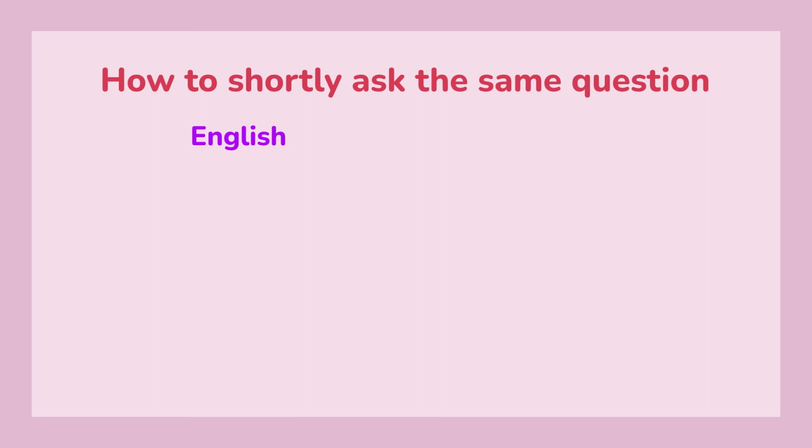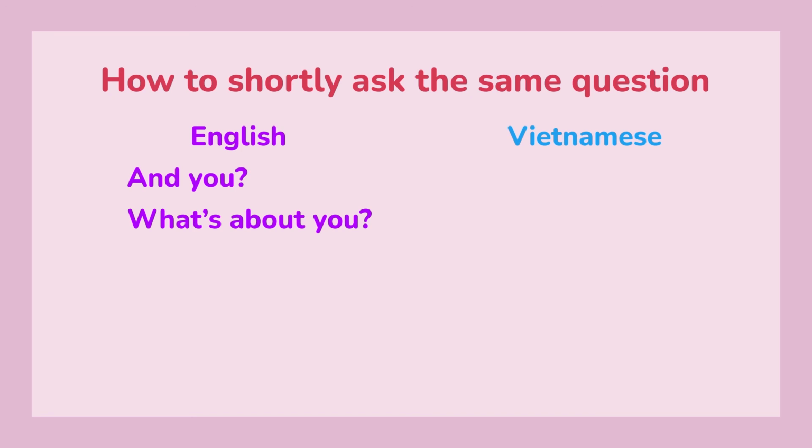Next, in English, when someone asks you a question, and then you want to ask them the same question, you could just say, and you? Or, what about you? In Vietnamese, it's also very easy like that. You could just say còn, plus the subject of the question. You don't need to ask the whole question again.